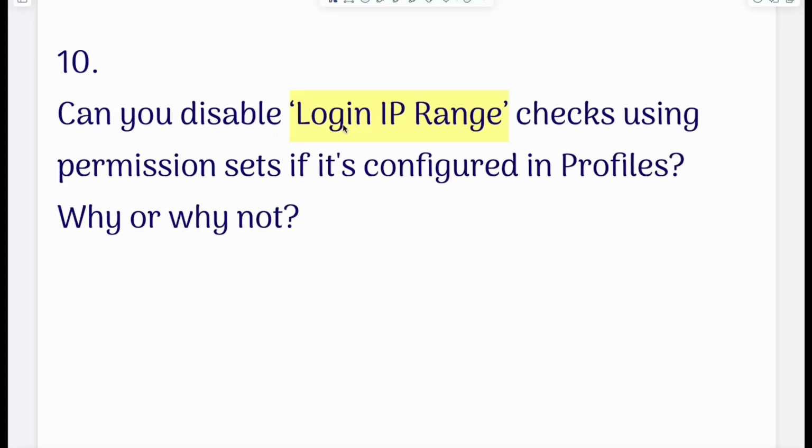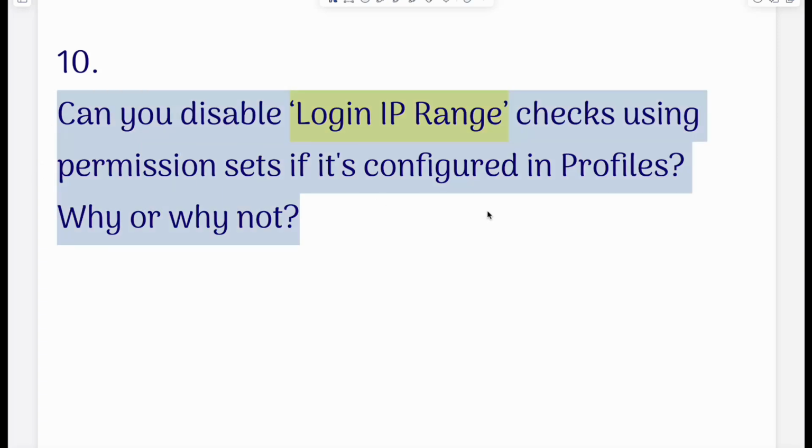And it says, can you disable login IP ranges checks using permission sets if it is configured in profiles? Why or why not? So basically, if I have login IP ranges configured at my profile level, would I be able to disable it with the help of permission set? The answer is a big no, because permission sets won't actually take away or revoke any permission which is granted by profile. Permission sets only provide additional permissions. Okay, we will talk about permission sets in detail, but they only provide additional permission.